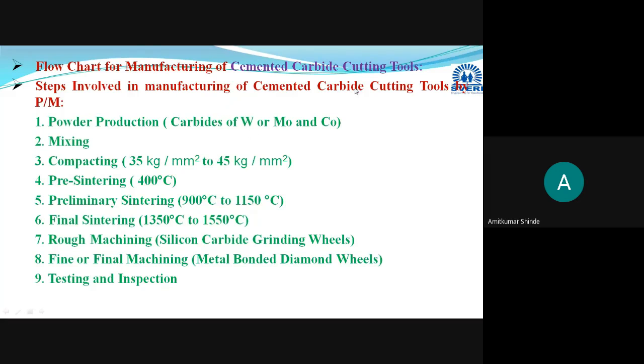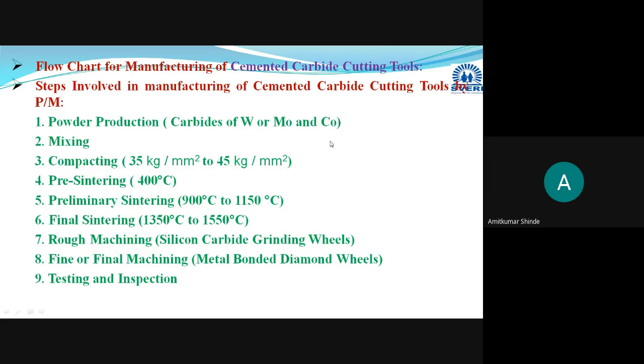In the initial stage, to manufacture the cemented carbide cutting tools, you have to use carbide particles. You can go for carbides of tungsten, molybdenum, titanium, or tantalum, which have very high hardness. Generally for manufacturing cemented carbide cutting tools, we use tungsten carbides and molybdenum carbides.